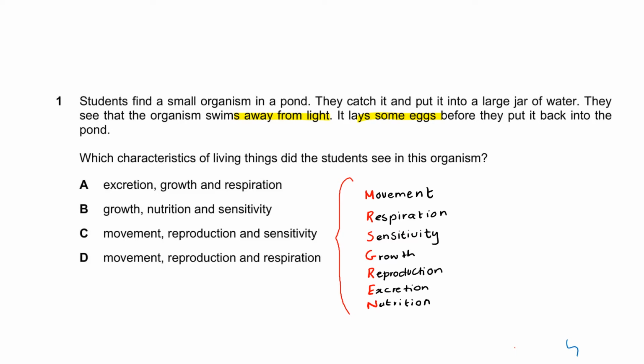So it swims away from light, which shows two characteristics already. It shows sensitivity because it detected where the light was, and movement because it moved away from it. And it lays some eggs, which means it reproduced. So the answer is D.